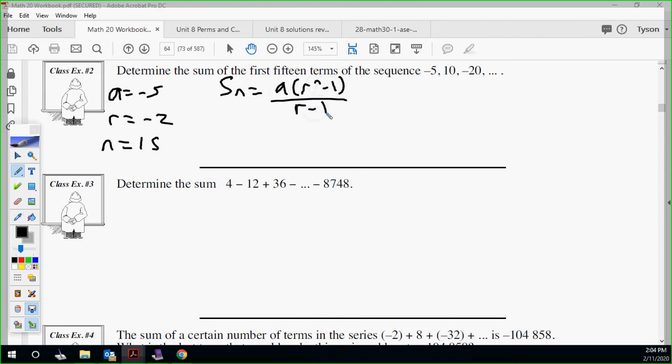That's the formula. So for S sub 15, we want -5 times R, which we said was -2, to the N, which is 15, minus 1, all over R, -2 minus 1. And that's just a calculation from here. Just make sure you have your brackets. A couple things. Make sure you simplify this. Make sure the brackets down here, it's -3 down here, etc.